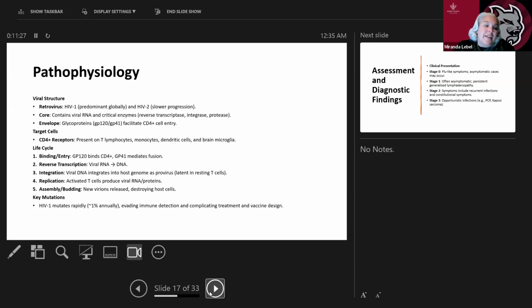And the life cycle: so the binding entry, the GP120 binds with the CD4, and GP41 mediates fusion. Viral RNA moves to DNA. Viral DNA integrates into the host genome as provirus. Activated T cells produce viral RNA and proteins, and new virions are released, destroying host cells. The key mutation here is that HIV-1 mutates rapidly, evading immune detection and complicating treatment and vaccine design.